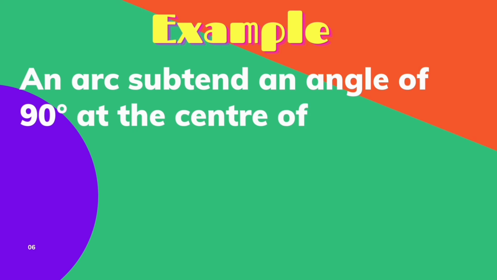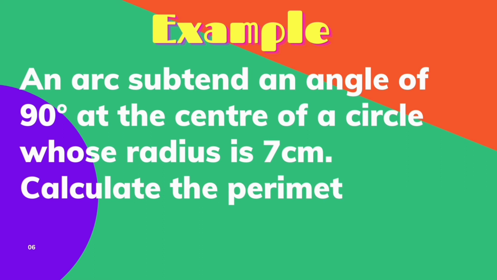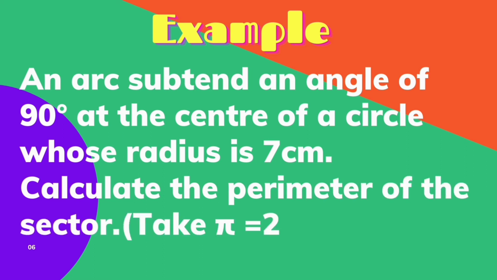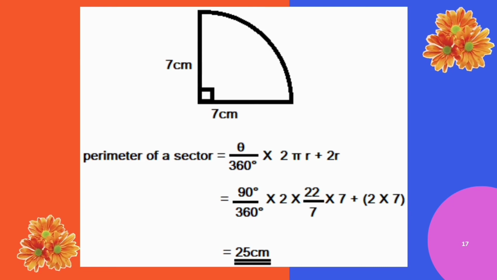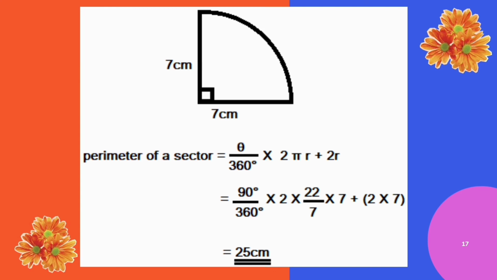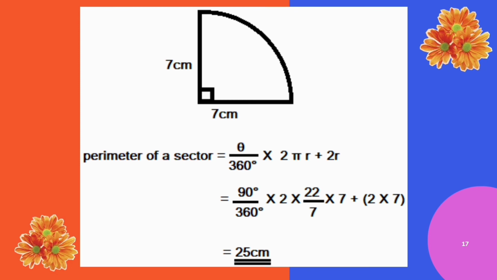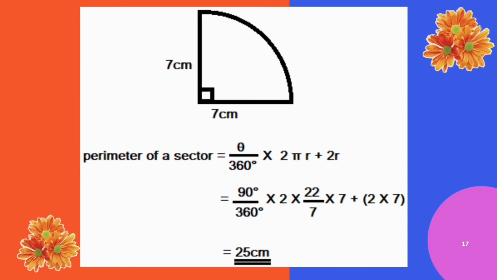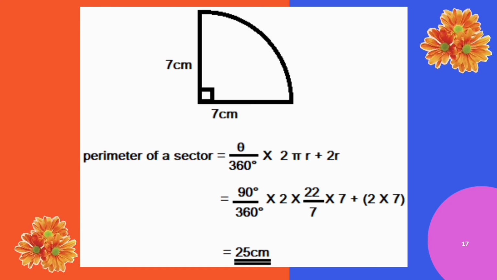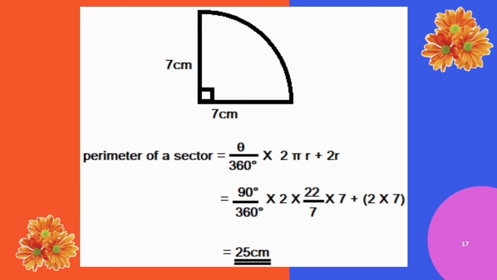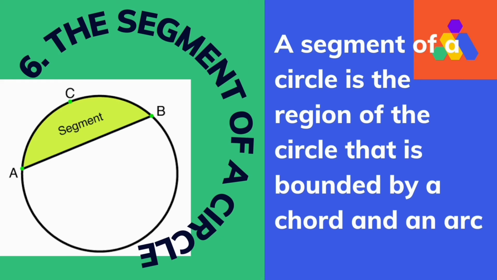An arc subtends an angle of 90 degrees at the center of a circle whose radius is 7 centimeters. Calculate the perimeter of the sector taking pi as 22 over 7. The diagram is represented as seen on the screen. The perimeter of the sector will be equal to theta over 360 times 2 pi r plus 2r. Substituting the parameters given in the question, you are going to have 90 all over 360 times 2 times 22 over 7 times 7 plus 2 times 7, which will give you 25 centimeters.